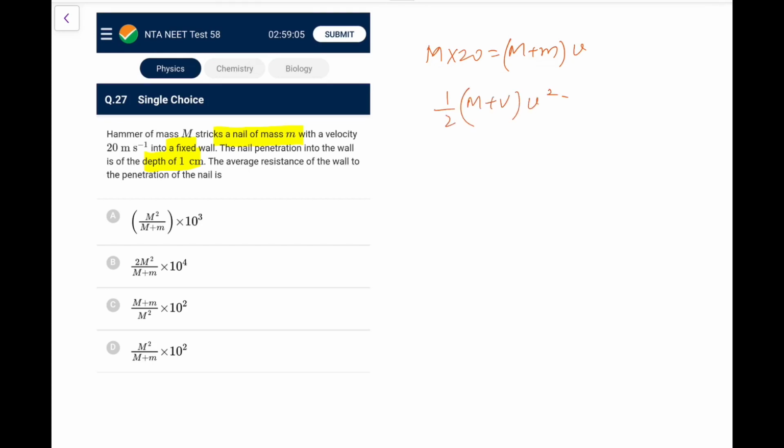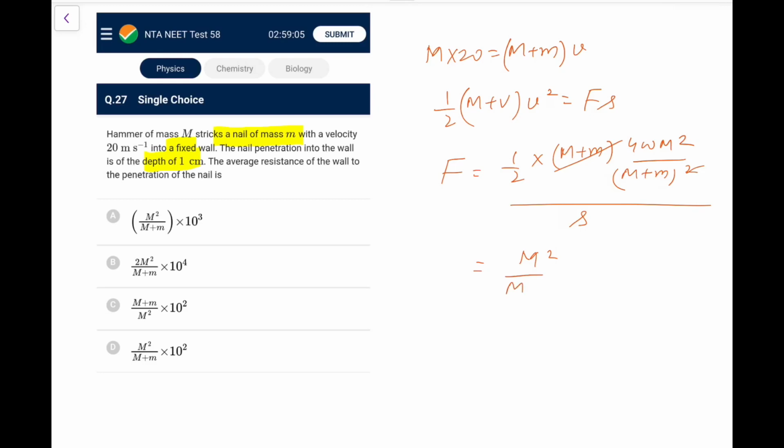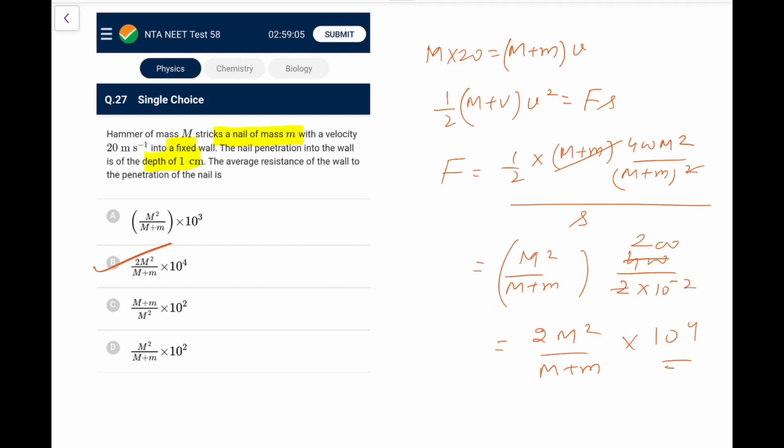Now this velocity is taken away by that resistance, so the loss in energy would be half M plus m into v square. That should be equal to F into s, so F would be equal to half M plus m into v square divided by s. M plus m into v square gives 400 M square upon M plus m whole square, and if I divide it by s, one M plus m power goes. So now we have M square upon M plus m, and 400 upon 2 into 1, where 1 cm means 10 to the power minus 2. So this is 200, so this is 2M square upon M plus m into 10 to the power 4. So for me, option B seems to be the most appropriate one.